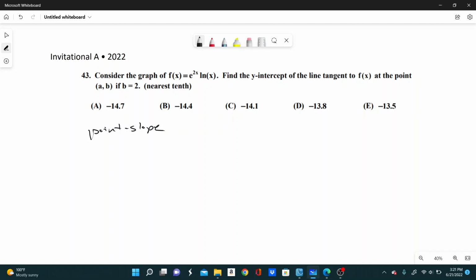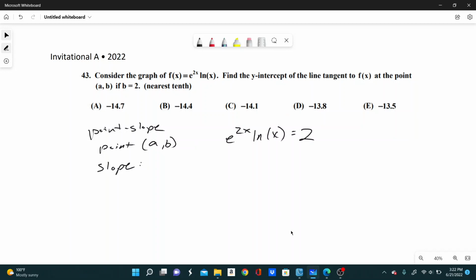And just like it sounds, all you need is the point, which will be the tangent point. In this case, that's a comma b. And you need the slope of the tangent line at that point. So we actually have one bit of this information already. It tells us that b equals 2. And so then if we want to solve for a, we can just say that e to the 2x times the natural log of x equals 2, because a is just the x-coordinate whenever b equals 2.